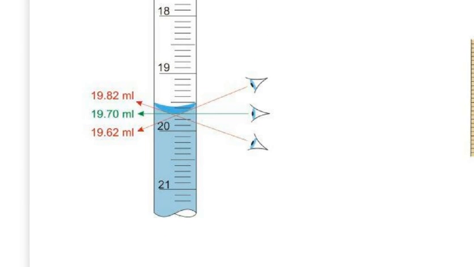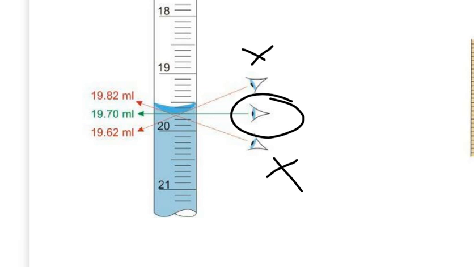So parallax is what happens when you don't look at your scale straight ahead. So basically, the bottom line is you need to be doing this. You don't want to be doing this. You don't want to be doing this. And this illustrates how you get the wrong reading if you're not looking straight on.